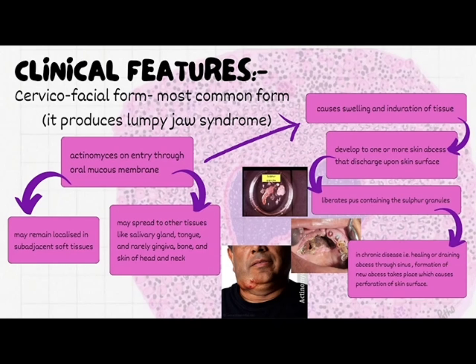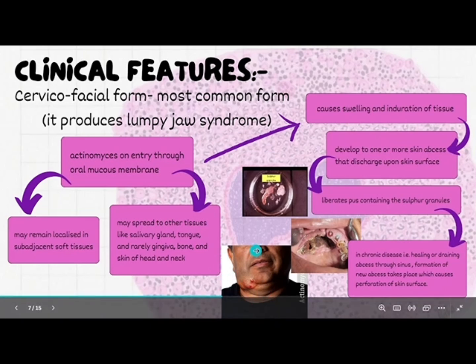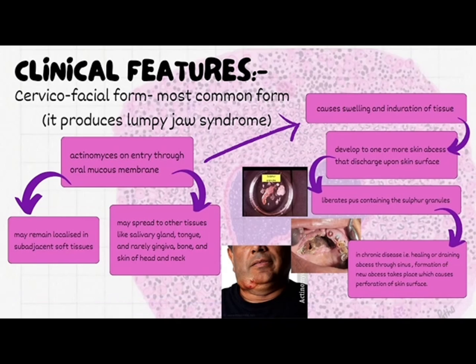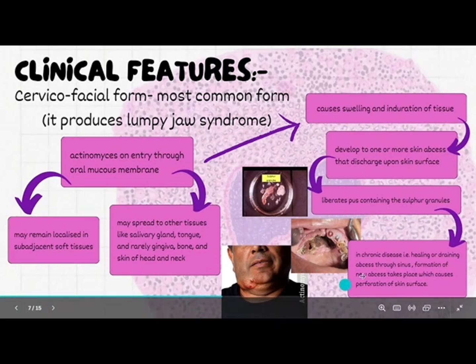Further, it develops one or more skin abscesses that discharge upon the skin surface, as seen in this picture. The abscess that discharges upon the skin surface liberates pus containing sulfur granules that can be cultured over a petri dish like this. In chronic disease or a healing or draining abscess through a sinus, there can be formation of a new abscess, which causes perforation of the skin surface and invagination into the bone, causing osteomyelitic infection, as seen in this picture, where maxillary osteomyelitic actinomycosis infection is seen.